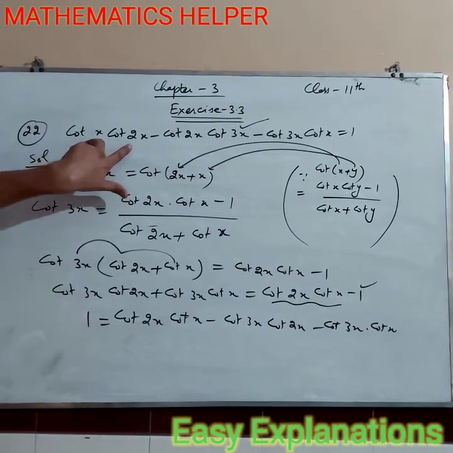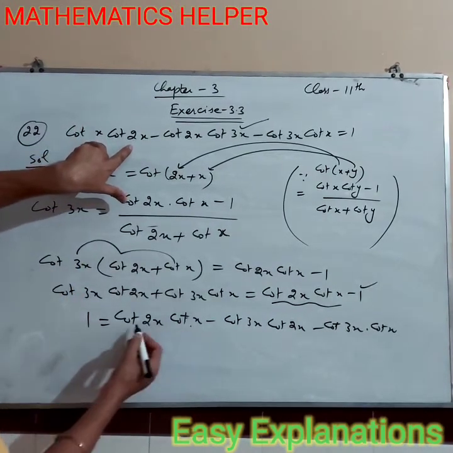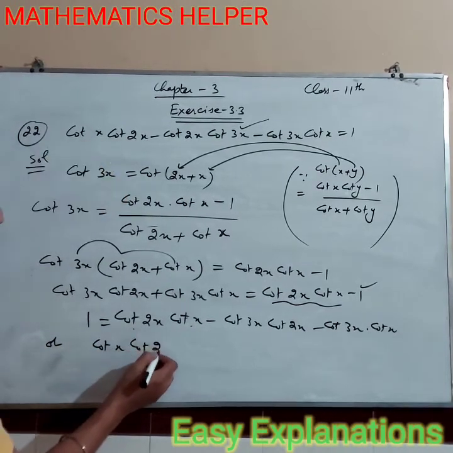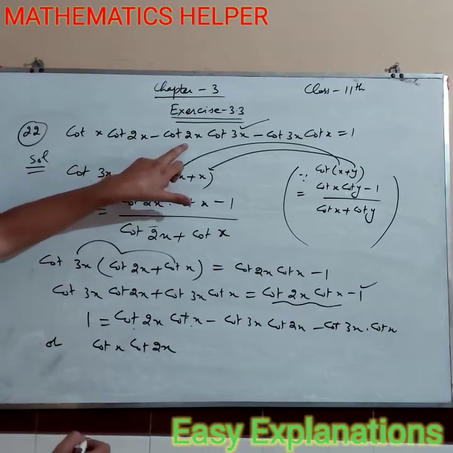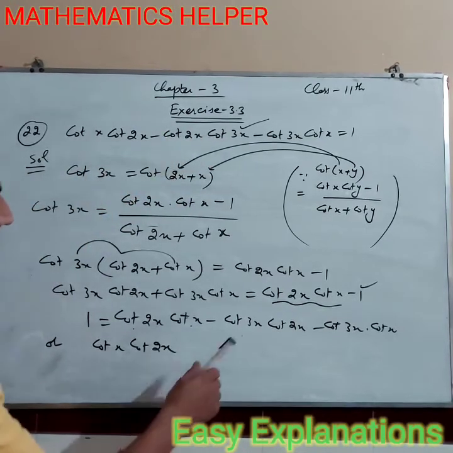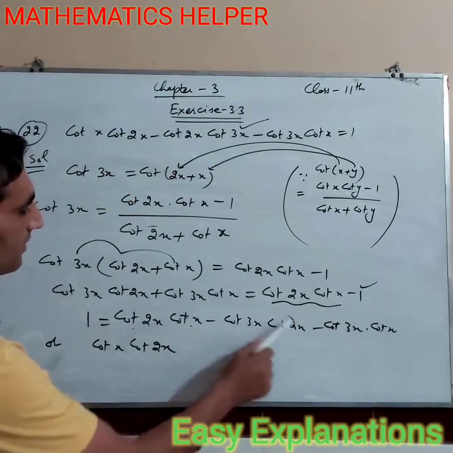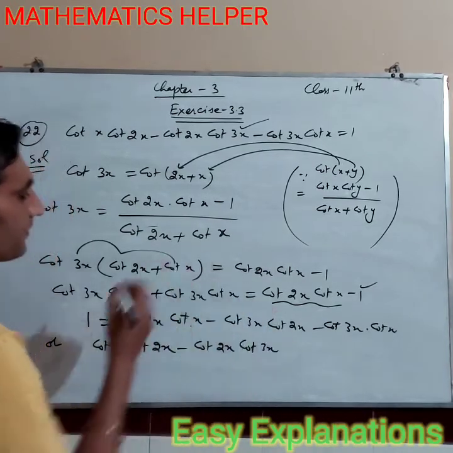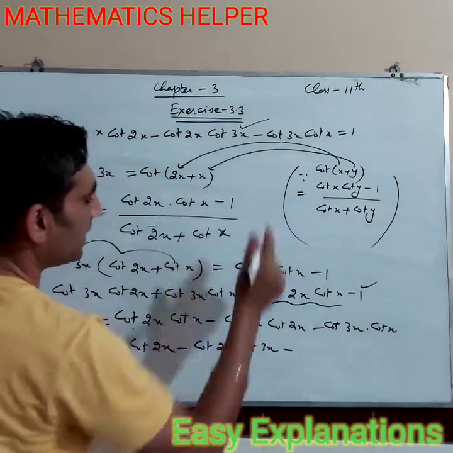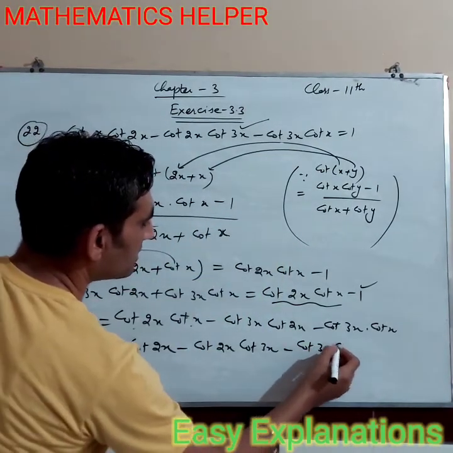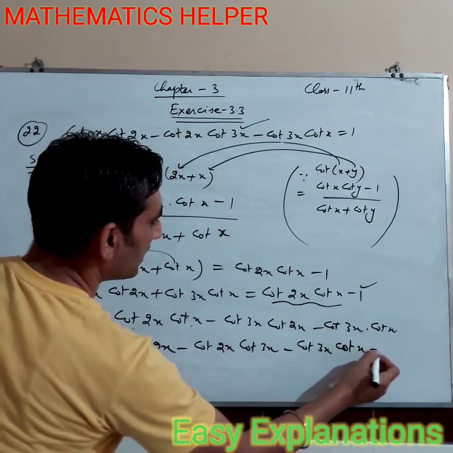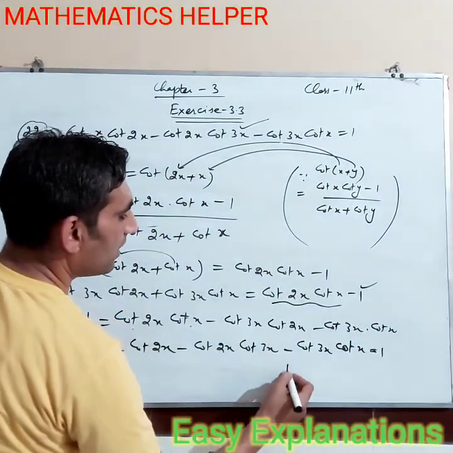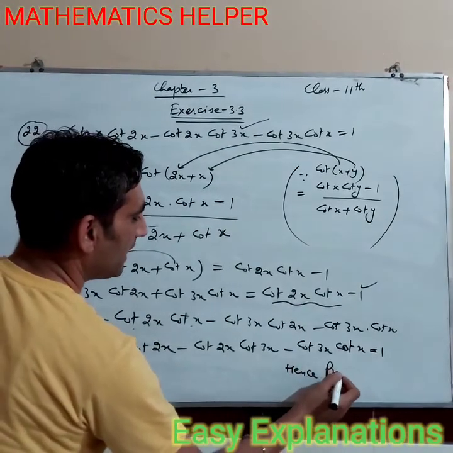See, you have cot x cot 2x, their product. We will mark cot x into cot 2x. Then minus cot 2x cot 3x. Where is cot 2x cot 3x? It is given here. So minus cot 2x cot 3x. Then minus cot 3x cot x. And on the right side you have this value, which is 1. So we will say hence proved. So we have our answer.